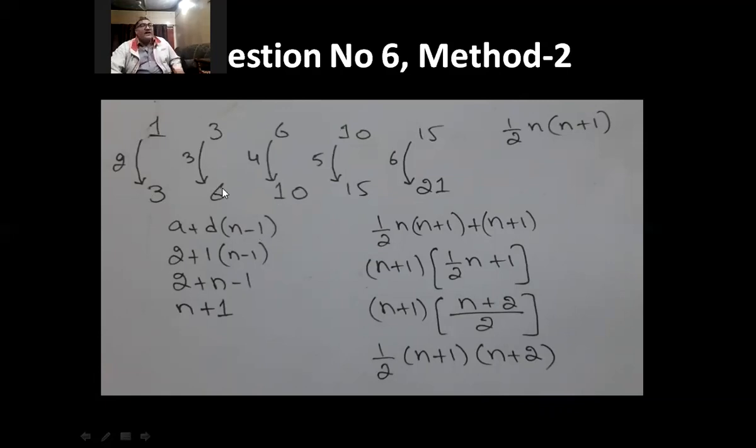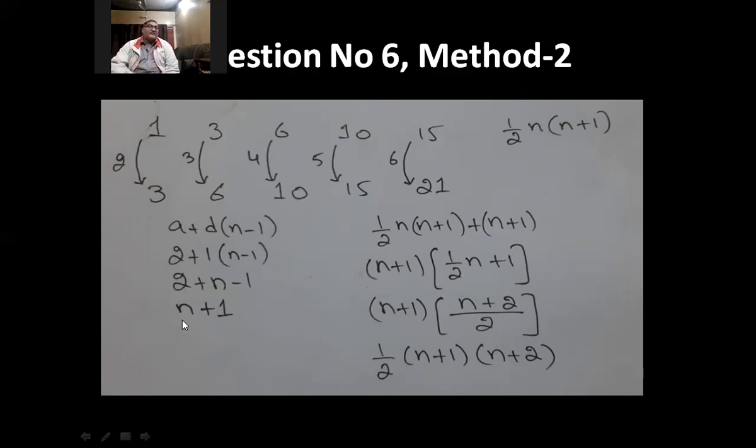And I can find out the nth term of this sequence 2, 3, 4, 5, 6. So we will have a plus d bracket n minus 1. A is the first term, which is 2, plus the difference between these numbers, which is only 1. So you will have 1 into n minus 1. So you will have 2 plus n minus 1. So you will have n plus 1.